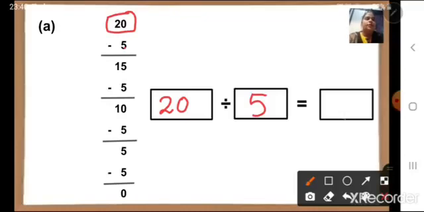Now we have to write the quotient. How will we find the quotient? See children, we have to see how many times 5 is repeated. That is our answer. With the circle here, see 1 times 5, 2 times 5, 3 times 5 and here 4 times 5 which is subtracted. So 1, 2, 3, 4. Our answer will be 4. 20 divided by 5 is equal to 4. Got it everyone? Note it down children in your textbook.